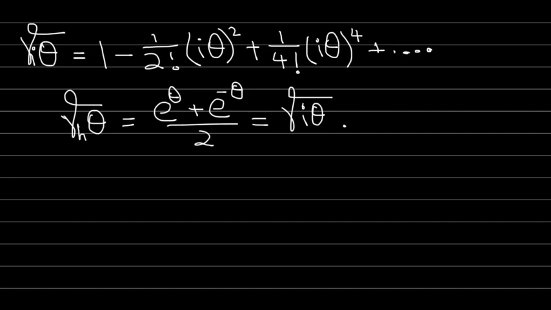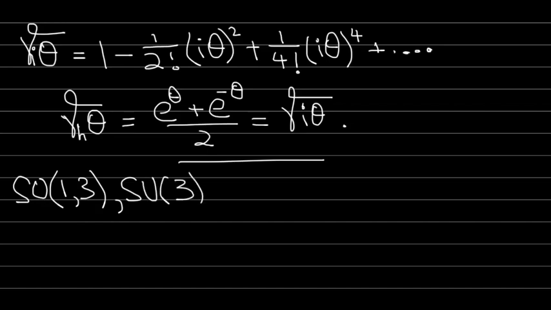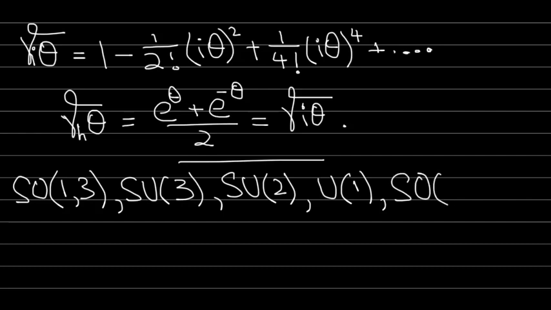Okay, so most of the groups that we use in this are examples of Lie groups. These include the standard model groups, that is SO(1,3), SU(3), SU(2), and so on, U(1), as well as purely spatial rotations, which are SO(N).